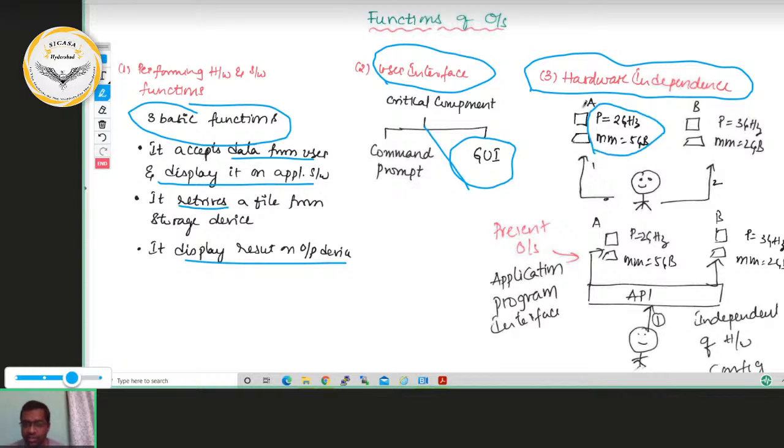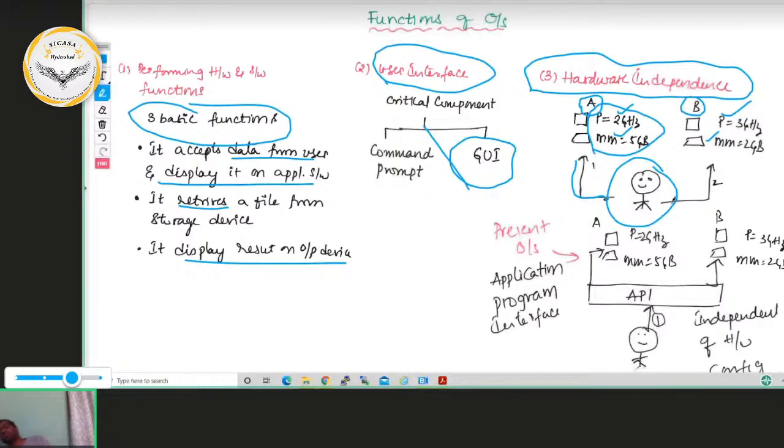Let us say computer A has a processor of 2 gigahertz and main memory of 5 GB, and computer B has a processor of 3 gigahertz and main memory of 2 GB. In earlier operating systems, the application developer had to develop a separate program for this computer and a separate program for that computer.